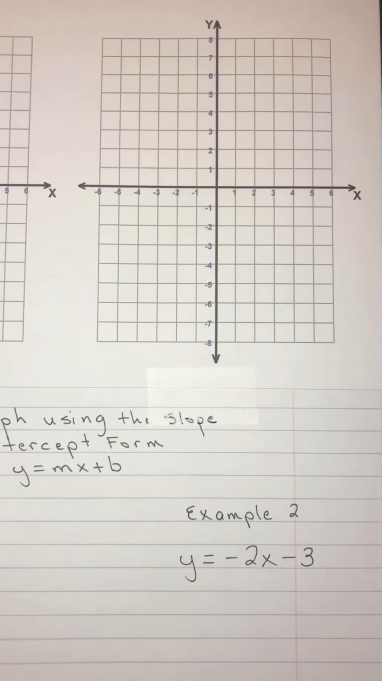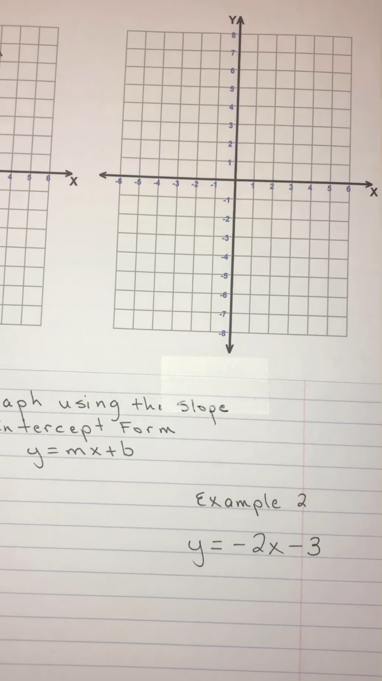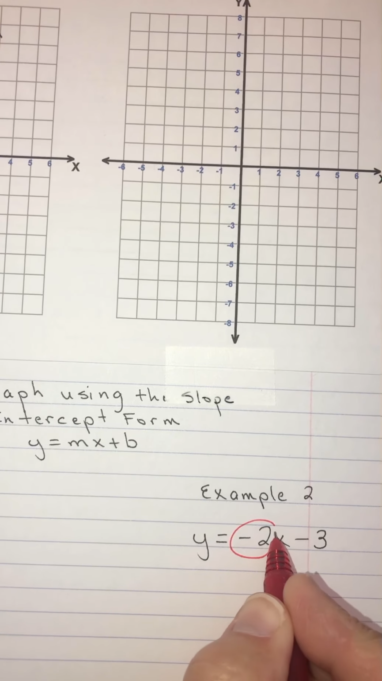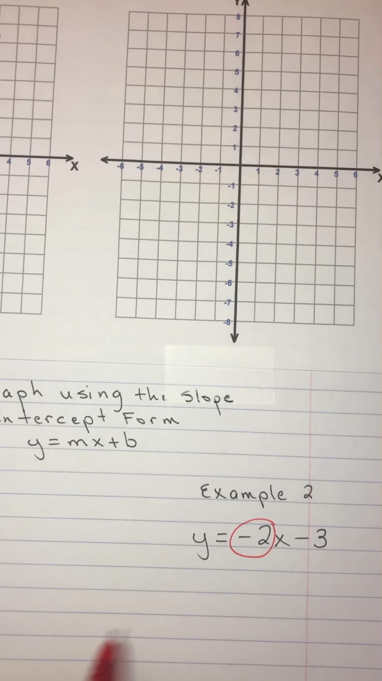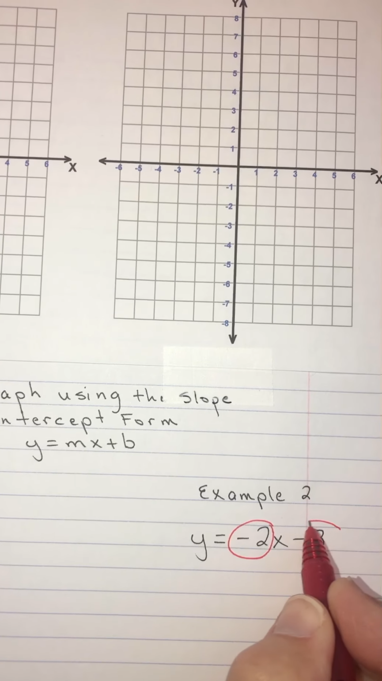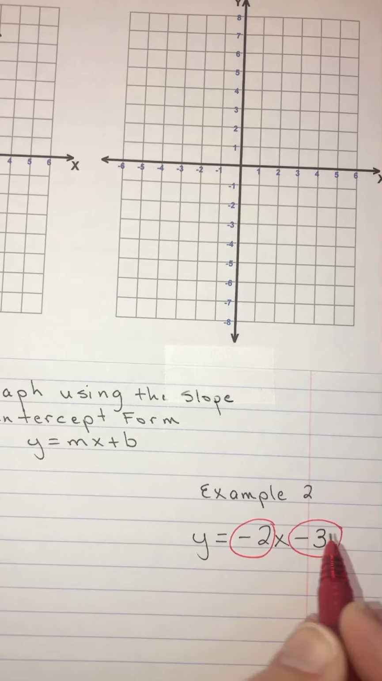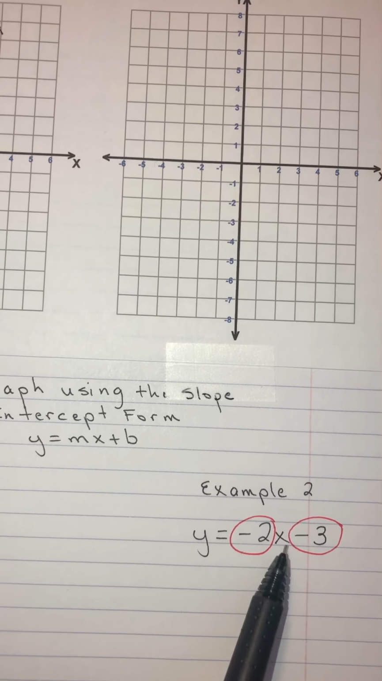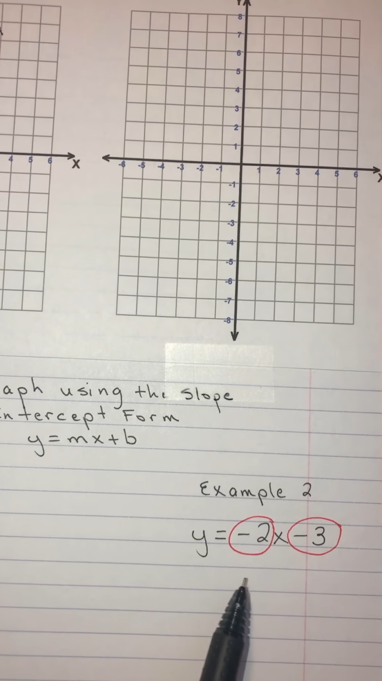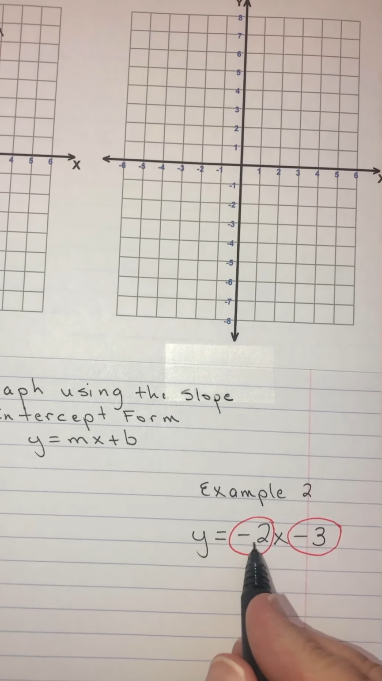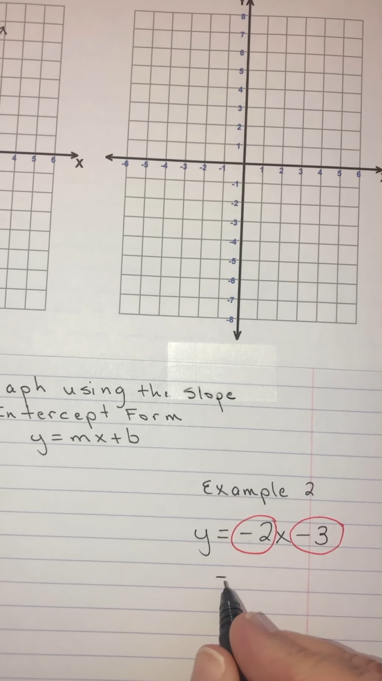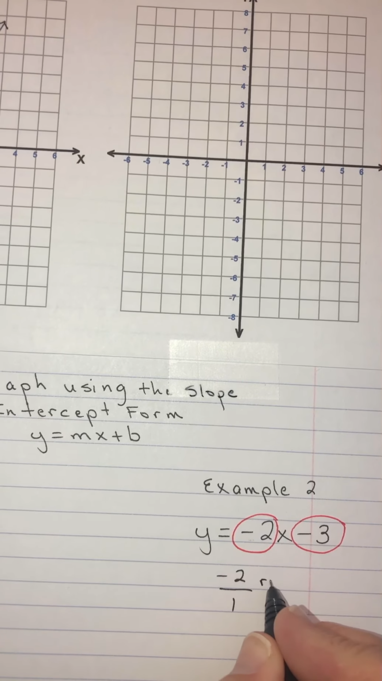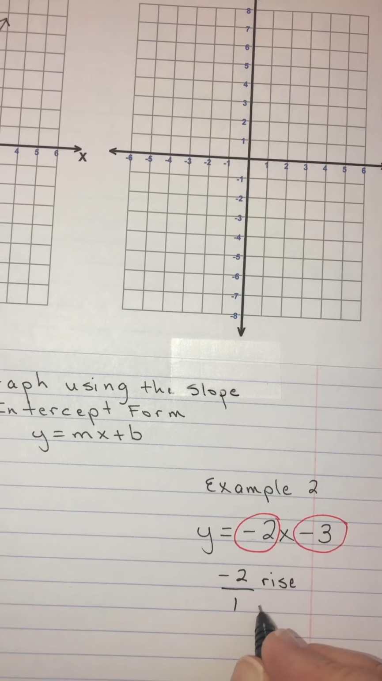So in the next problem, the slope is going to be negative 2, because remember, it's whatever number is in front of x. And the y-intercept is going to be negative 3, because in the video from Thursday, we have to take the sign with the number. So this slope is negative 2, so that would be negative 2 over 1. So this is the rise and this is the run.